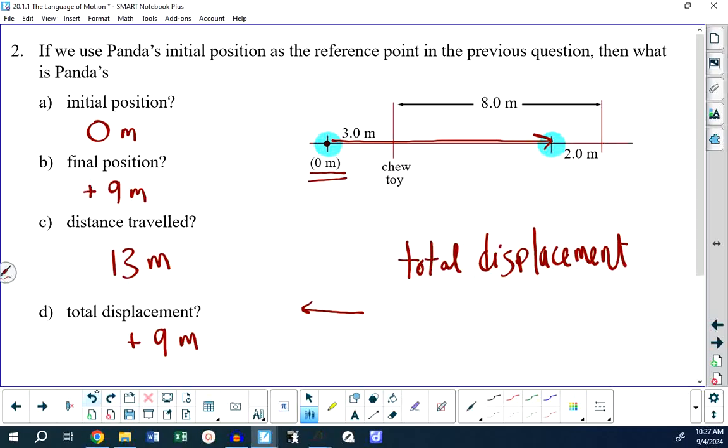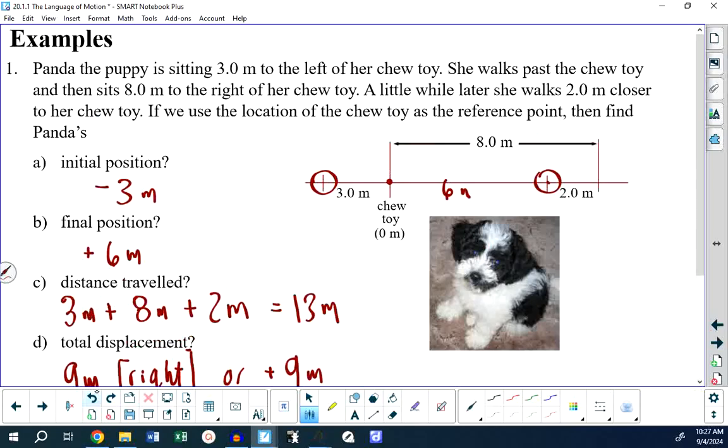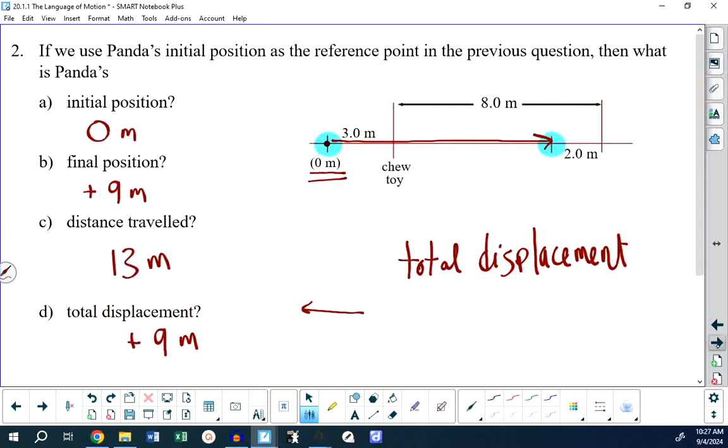So, what was her first displacement? Let's go back and read this question carefully. She walked from here to here. Would you agree that's a displacement of 11 meters to the right? Okay. So one of Panda's displacements was 11 meters right. And we're going to add to that her second displacement, which I believe was 2 meters left.